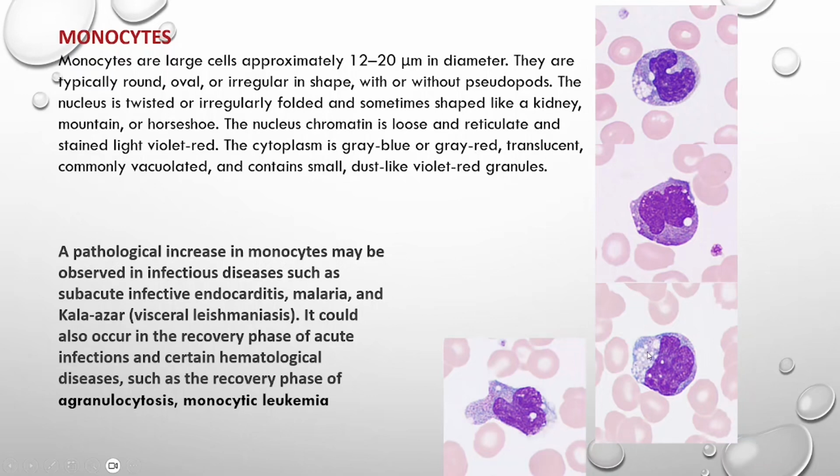A pathological increase in monocytes may be observed in infectious diseases such as subacute infective endocarditis, malaria and Kala-azar. It could also occur in the recovery phase of acute infections and certain hematological diseases, such as the recovery phase of agranulocytosis, and monocytic leukemia.